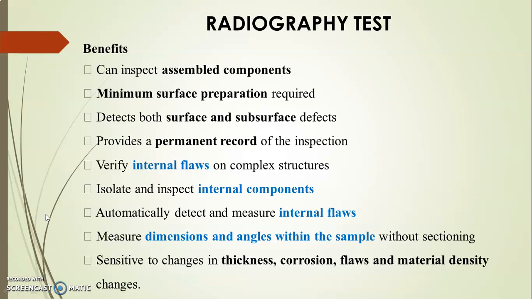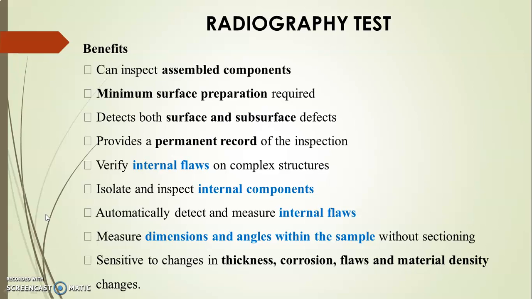Then it detects both surface and subsurface defects. Means the defects present on the surface, and at the same time the defects present inside the specimen, both kinds of defects and flaws can be detected with the help of radiographic test. Then it provides a permanent record of the inspection. Already we have discussed the permanent record. In other methods, suppose we take the eddy current test, it is not possible to keep a permanent record, but here we can keep it.